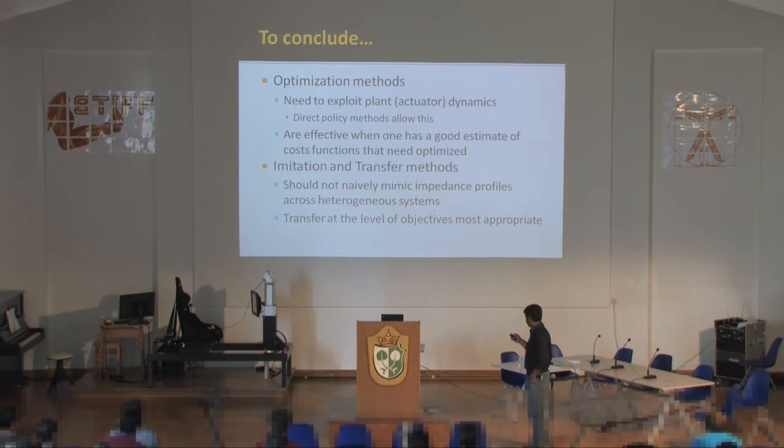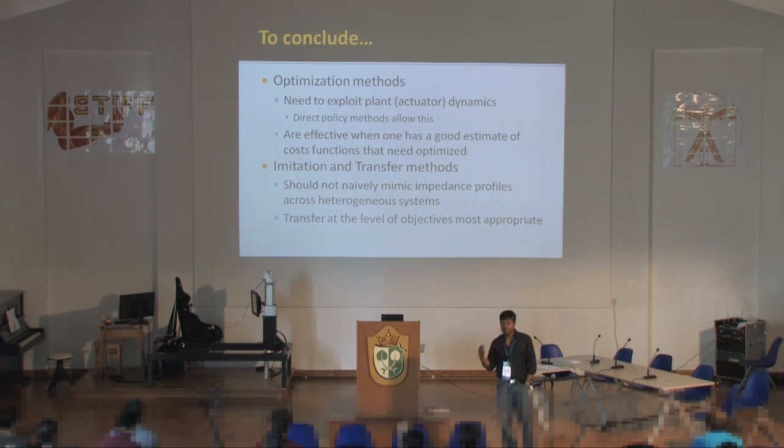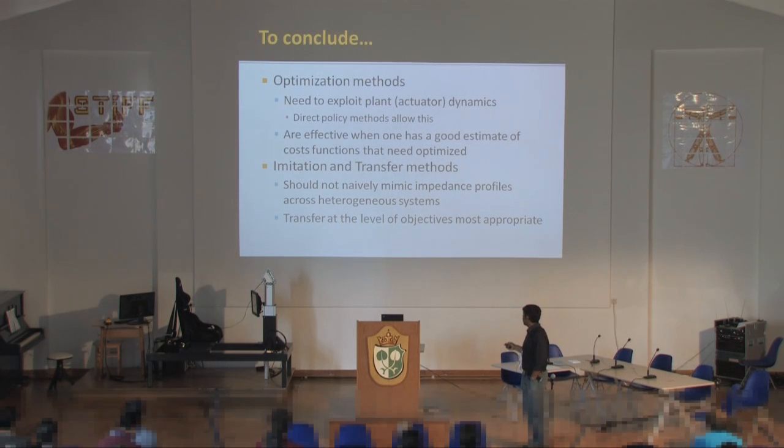So direct policy methods allow you to do that. Optimization methods are effective when one has a good estimate of the cost functions that need to be optimized. So if you know roughly what you want to do and what is good and bad, that's a good approach. And when you do not have a very good estimate of the plant dynamics, or when you have no idea of the cost function that's being optimized, then imitation transfer methods are possibly the way to go.